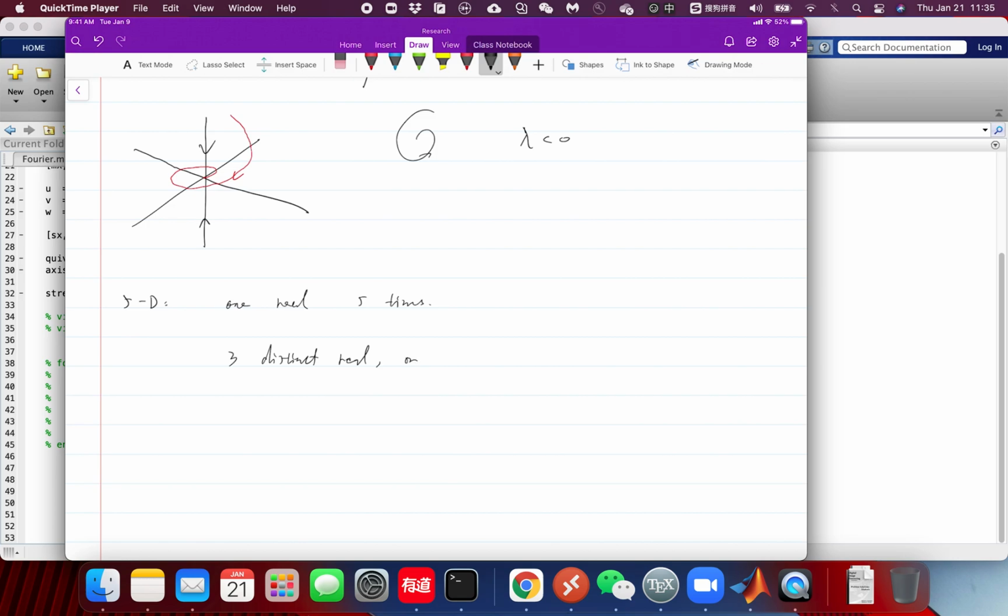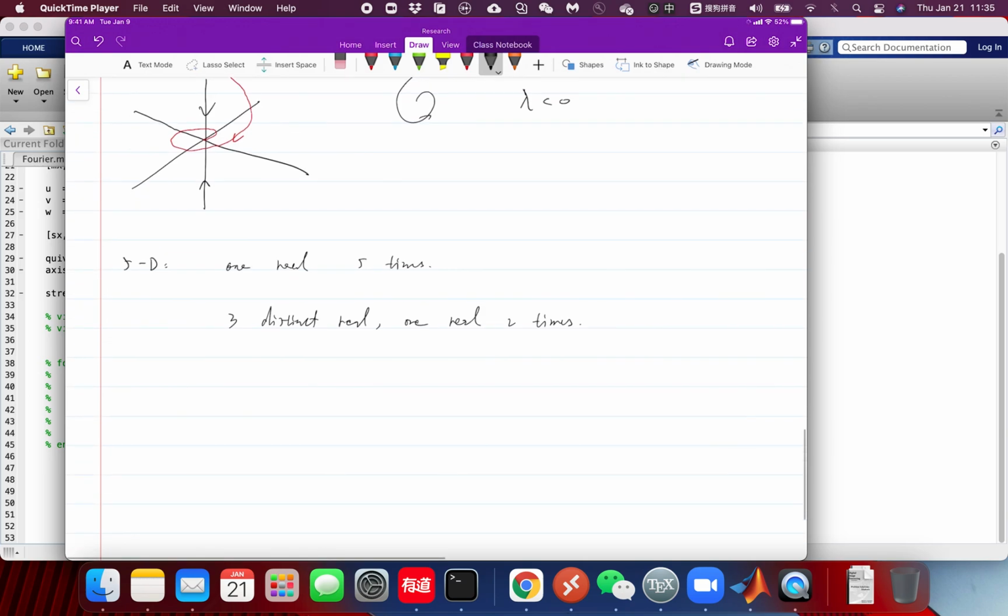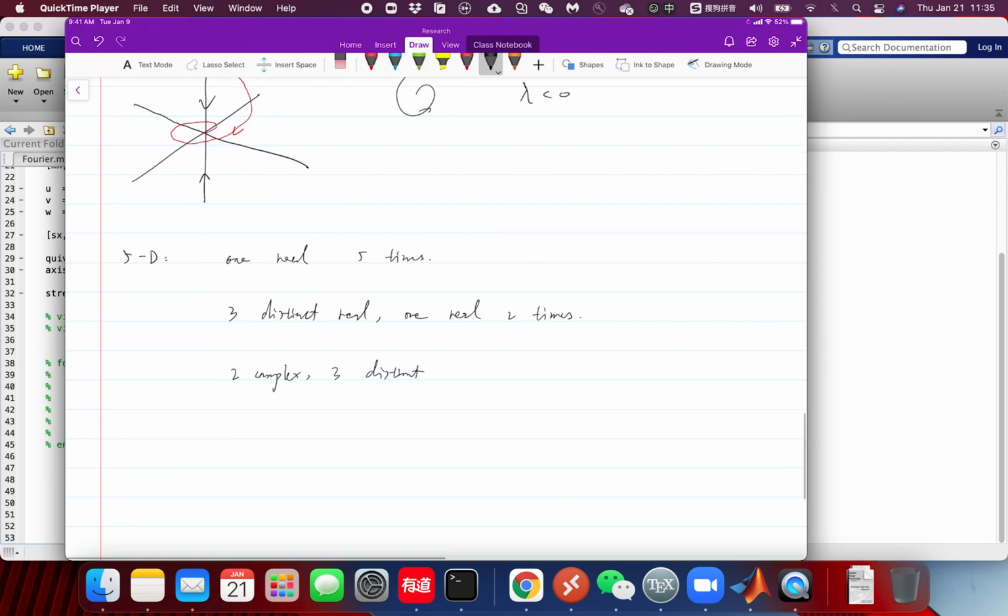And then another one real repeated for twice. Okay, maybe you can have one complex, two complex, a pair of complex, 3 distinct real, or maybe 2 distinct real and 1 real repeated for twice. Take it back. 1 real and another real repeated for twice.